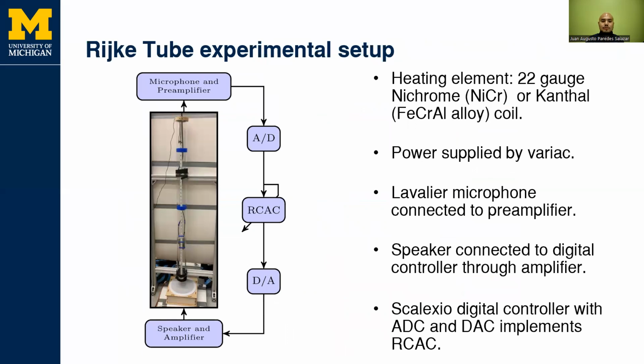Now, we'll briefly introduce the Rijke Tube experiment implemented in our laboratory. This experiment is composed of a nichrome or kanthal coil being supplied electric energy by a variac, a lavalier microphone connected to a preamplifier, a speaker connected to an amplifier, and a digital controller with ADC and DAC components that implements RCAC. Note that the RCAC parameters in this experiment are the same as the ones used in the Rijke Tube numerical examples.